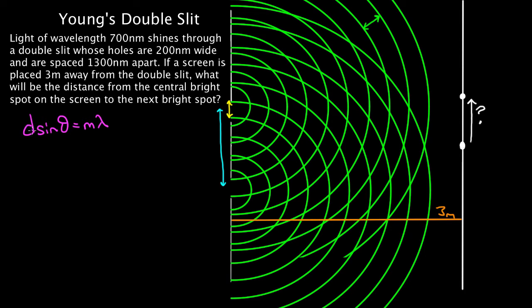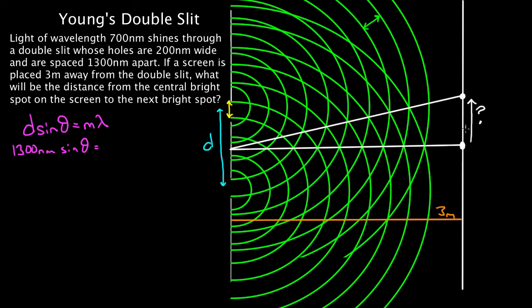Alright, so what do we do? D. What is D? We got all these numbers in here. D is defined to be the distance between the holes. So D in this case is this 1300 nanometers. So I've got 1300 nanometers times the sine of an angle. What angle are we going to talk about? Well, what we want to know is this distance here. So I'm going to worry about this angle. I'm going to worry about the angle from, here's my center line, from there to the point I'm concerned with, which is this first bright spot past the center point. So that's the angle I'm concerned with, this angle right here.